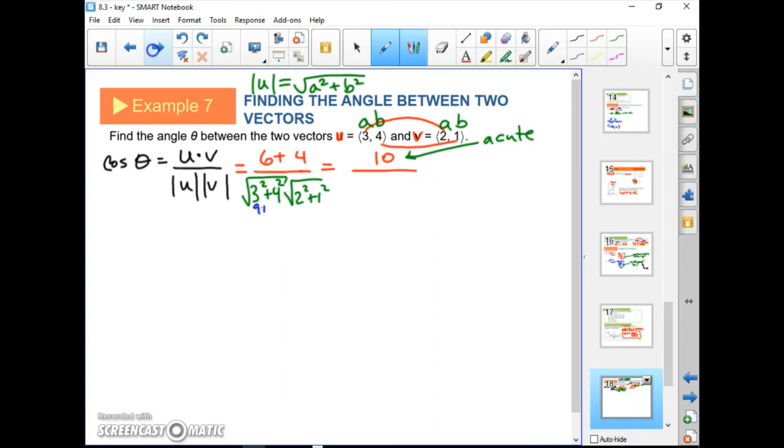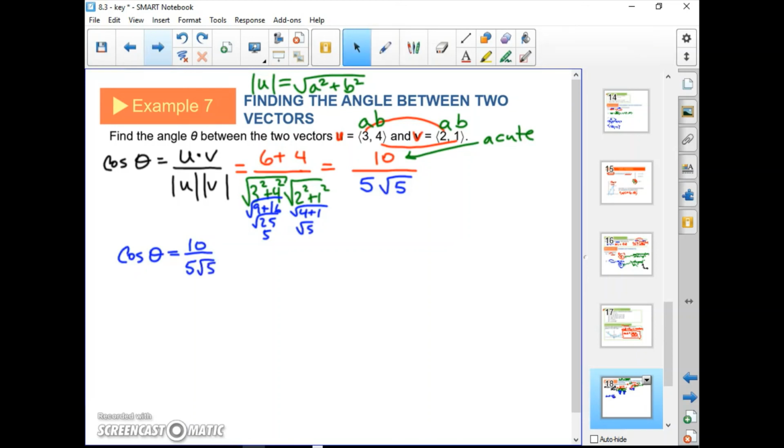So I have the square root of 9 plus 16 is 25, square root of 25. Square root of 25 is 5. And I have the square root of 4 plus 1, that's the square root of 5. So magnitude of u is 5, and the magnitude of v is the square root of 5. And so if we clean up this formula, I have cosine theta equals 10 over 5 times the square root of 5. Now you might be wondering or thinking that we need to rationalize that, and it doesn't really matter. I suppose it doesn't hurt anything, so let's go ahead and rationalize.